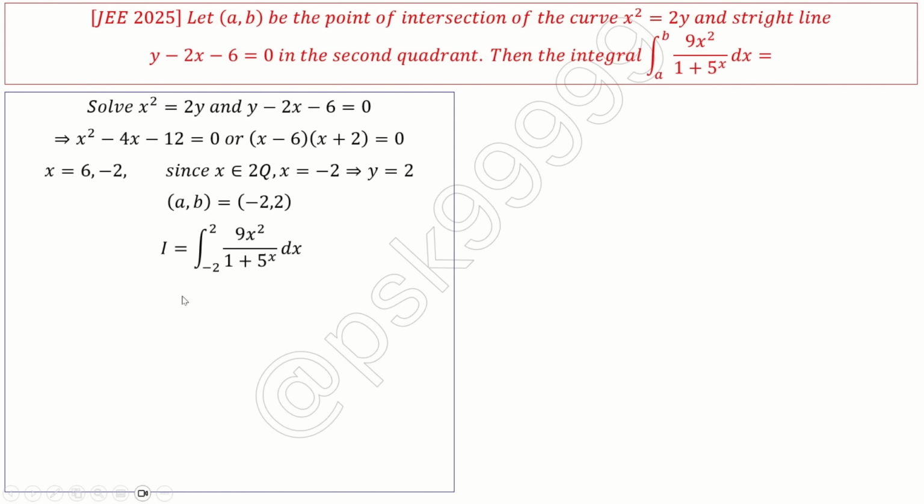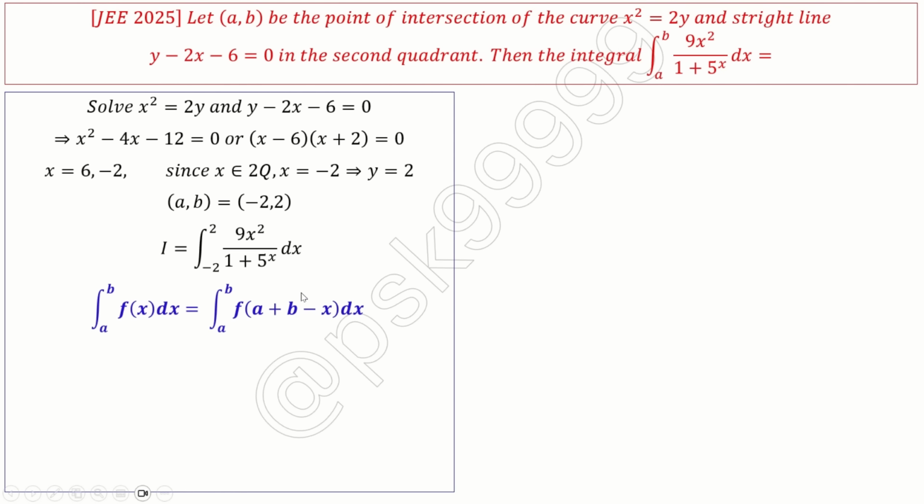So my integration now is integration from minus 2 to 2 of 9x square by 1 plus 5 to the power of x dx. Okay, so whenever you see definite integrals, you should remember one formula which is very powerful actually. Okay, this states that integration from a to b of f of x dx is nothing but integration from a to b of f of a plus b minus x dx.